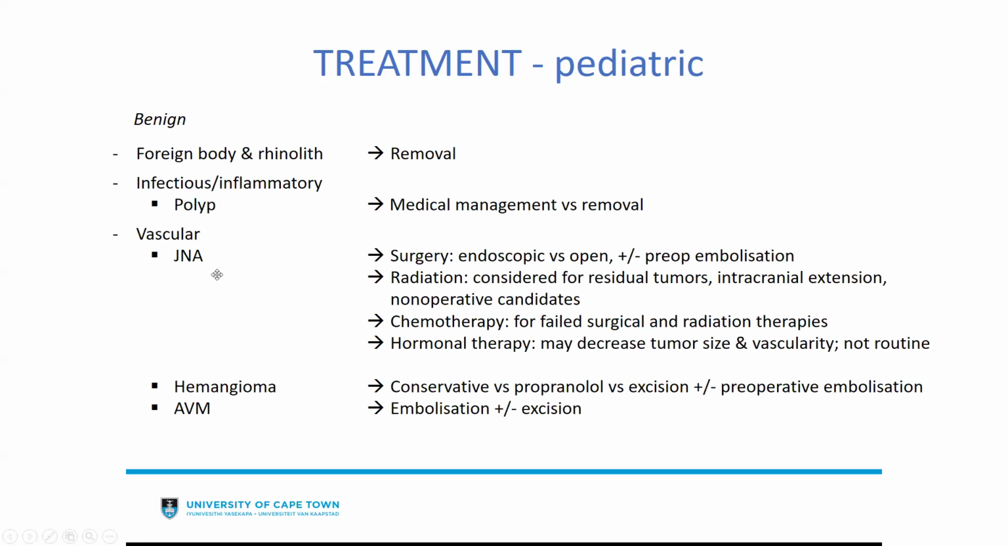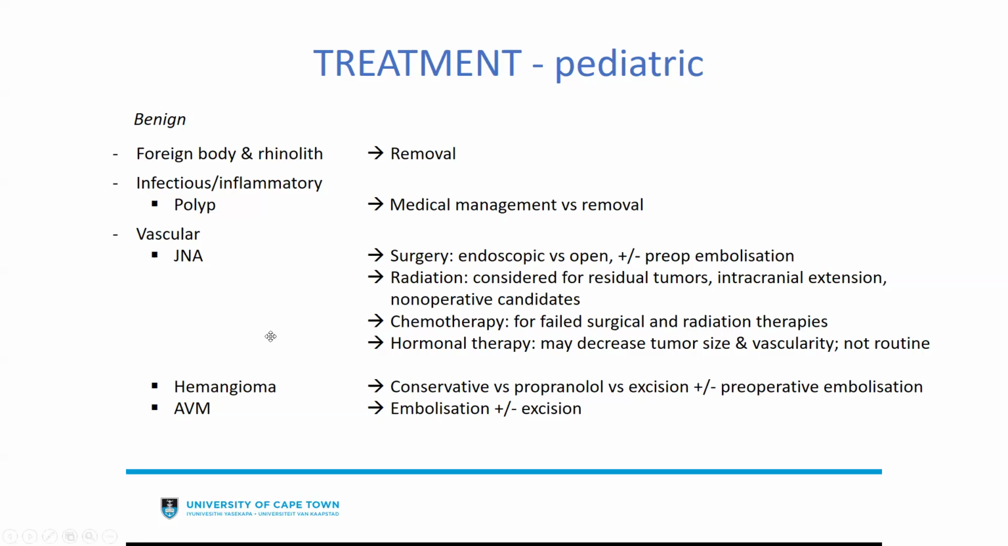A polyp will either be removed or medically managed if it's a sinonasal polyp. For the vascular lesions, a JNA is preferably excised. This can be endoscopic or open, with or without preoperative embolization. Radiation is only considered for residual tumors, tumors with intracranial extension, or non-operative candidates. Chemotherapy will only be used for failed surgical and radiation therapies. There is some evidence about hormonal therapy. This might decrease the tumor size and the vascularity, but it's not routinely used at this moment.